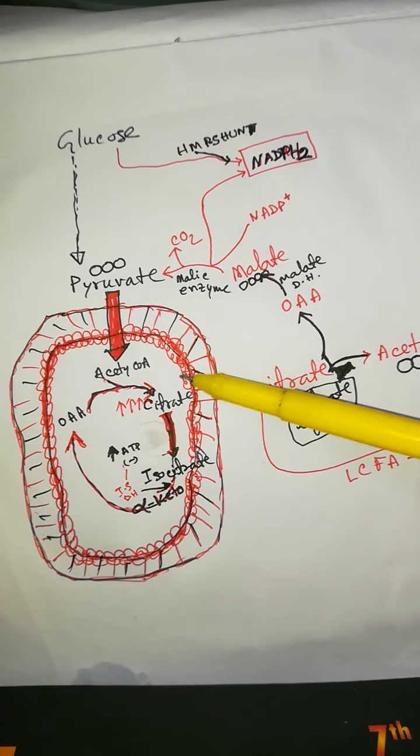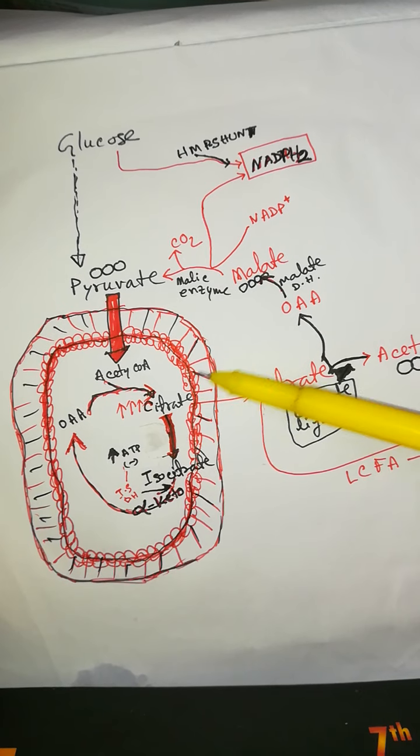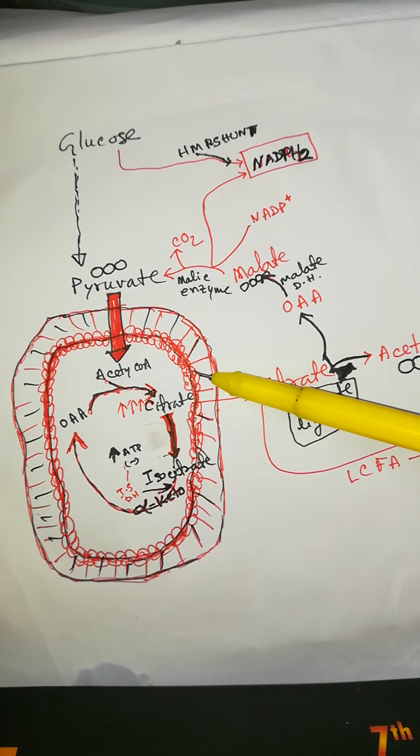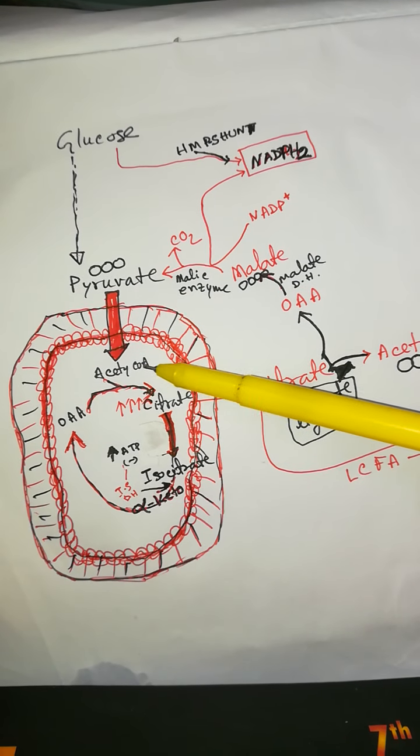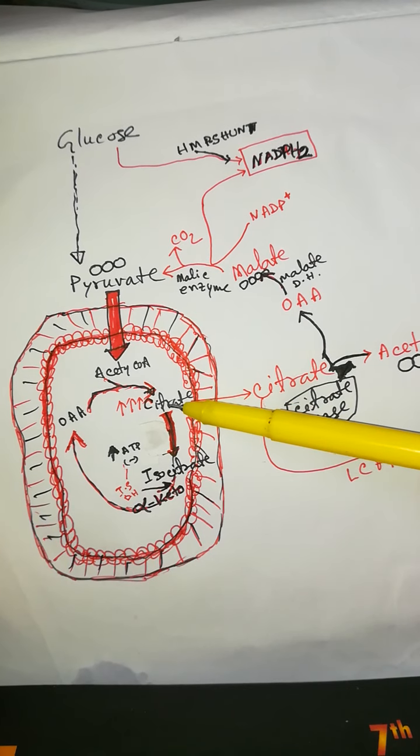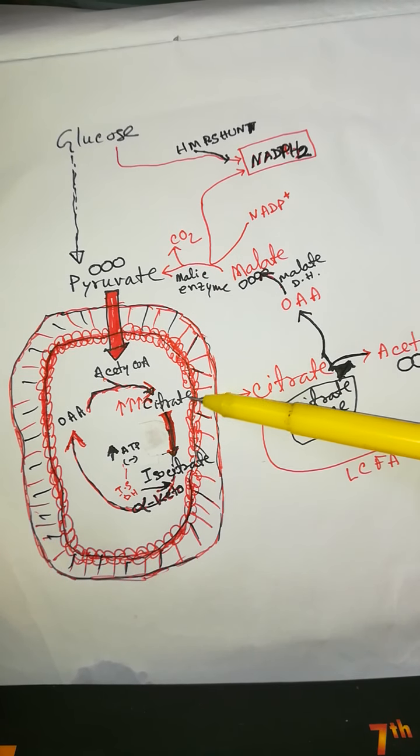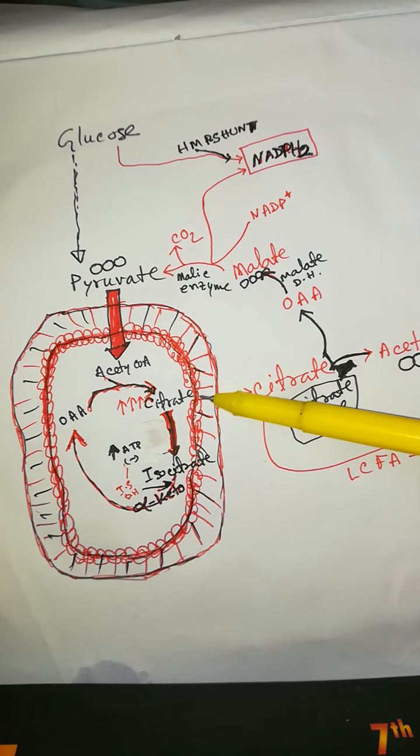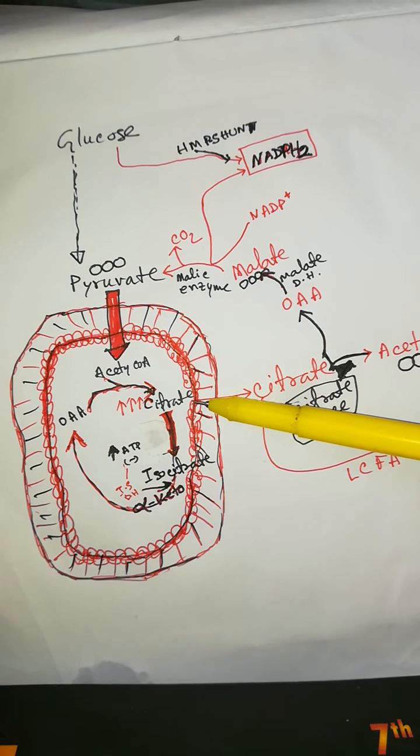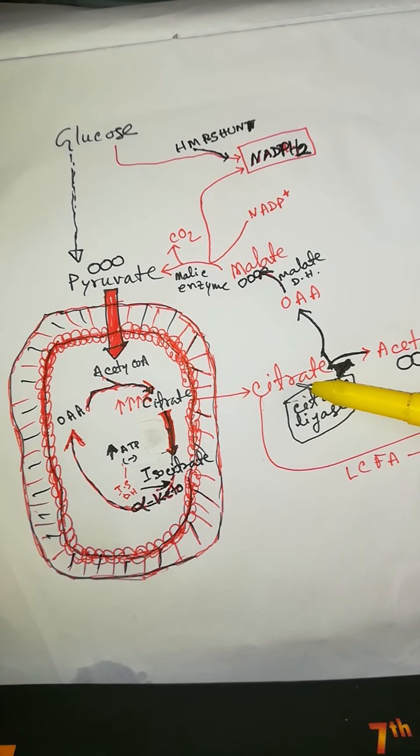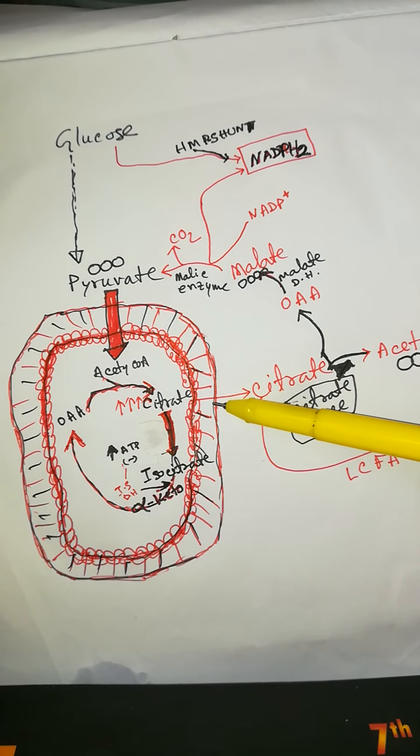Now, you follow here. This is the mitochondria, outer and inner layer. This mitochondria is not permeable to acetyl CoA, but it is permeable to citrate. So, this citrate is permeable to the mitochondrial membrane. So there is a citrate shuttle mechanism. Through the citrate shuttle mechanism, citrate comes out of the mitochondria. Here you follow, citrate comes out of the mitochondria through the citrate shuttle mechanism.